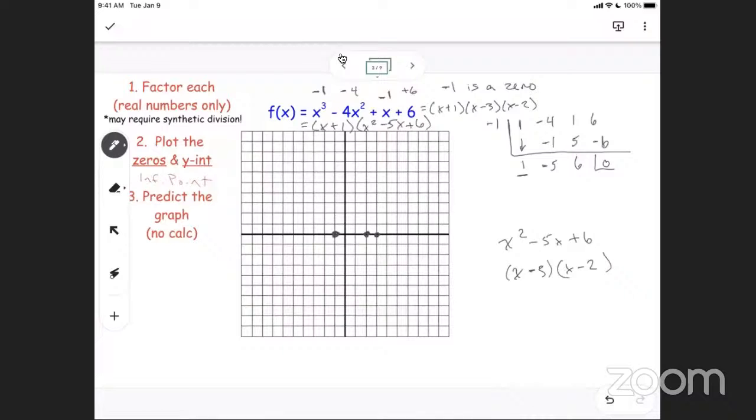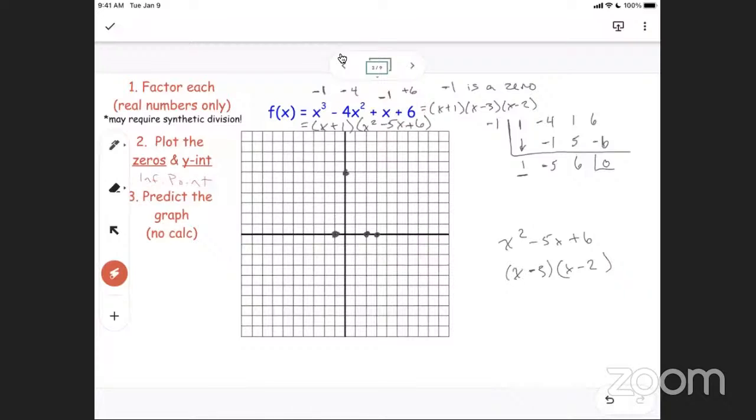And now the y-intercept is just going to be 6. 1, 2, 3, 4, 5, 6. The y-intercept is going to be 6 because it's always just this number here in standard form. And then predict the graph.